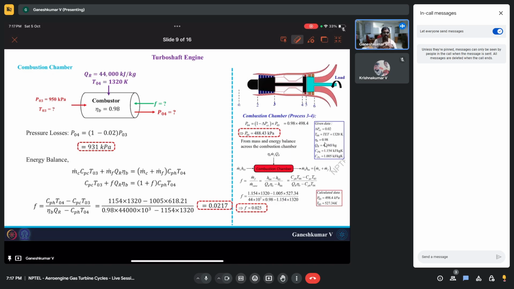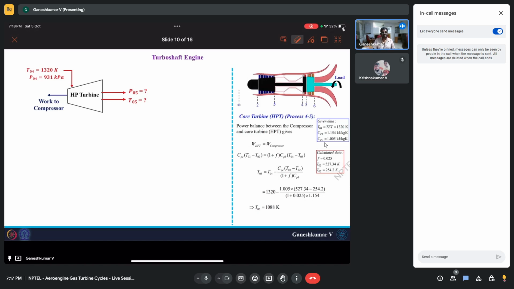So you can think about it like this. In the flying condition, your exit temperature of the compressor is lower compared to the ground condition. So now you wanted to heat it to the same temperature, which is 1320 Kelvin. Since your exit temperature of the compressor was lower in flying condition, you have to spend more fuel, and that's why you see a higher fuel air ratio in terms of flying condition, whereas a lower fuel air ratio in terms of ground condition. Okay, so that's the difference that we are seeing here.